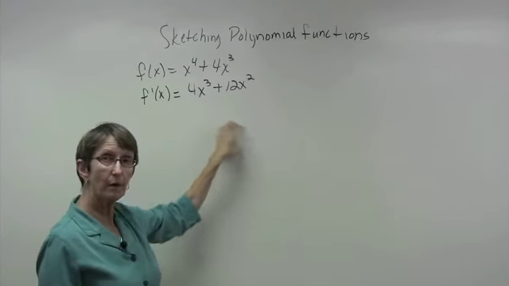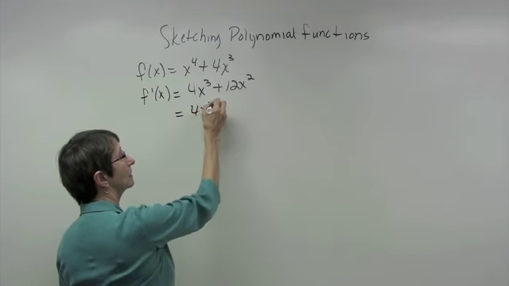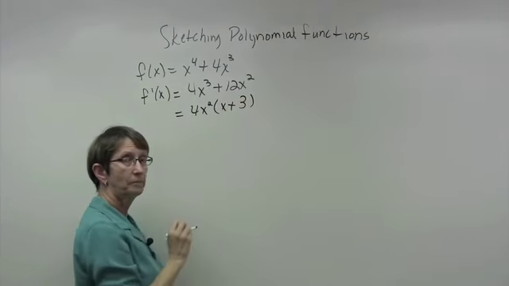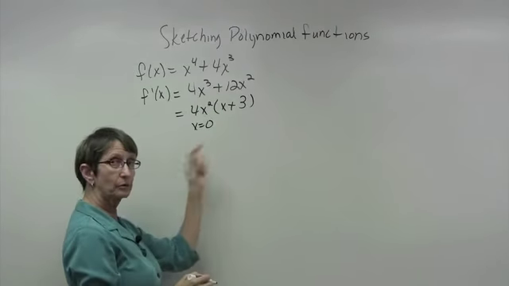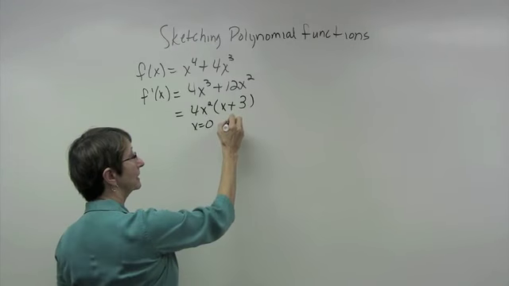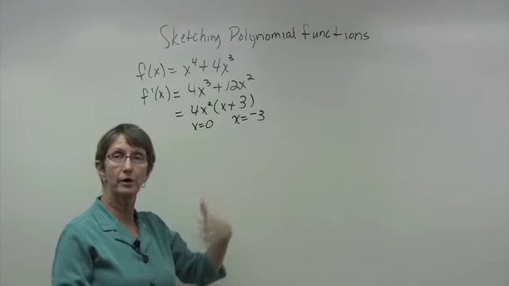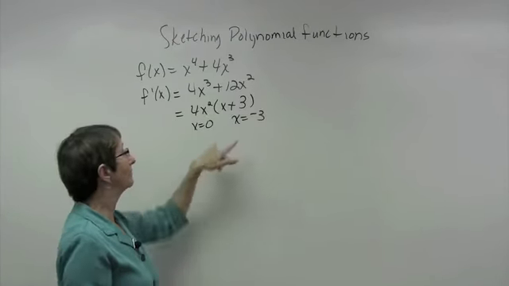So if I set that equal to 0, I need to factor. So I can pull out a 4x squared. I'm left with x plus 3. Set each piece equal to 0. 4x squared equal to 0 gives me x equal to 0. X plus 3 equal to 0 gives me x equal to negative 3. So those are the numbers we put on our number line. This is the most efficient way to determine if we do indeed have a max or a min at either of those places. So put it on the number line, negative 3 and 0, and we'll do test points.